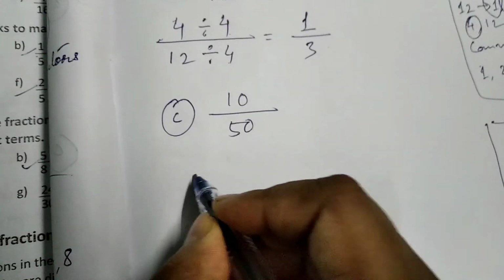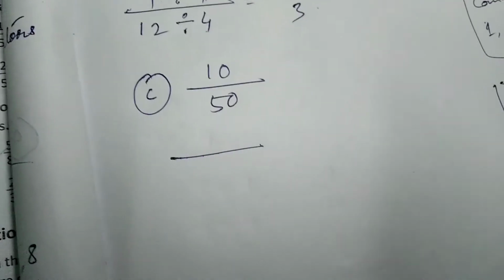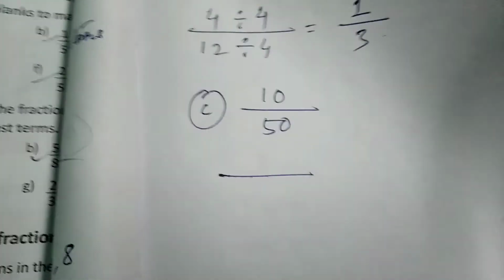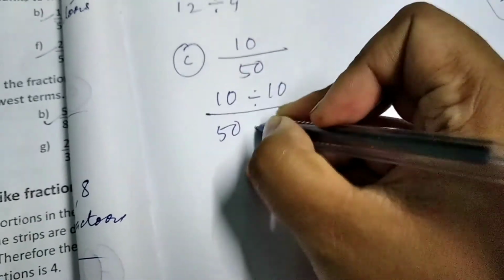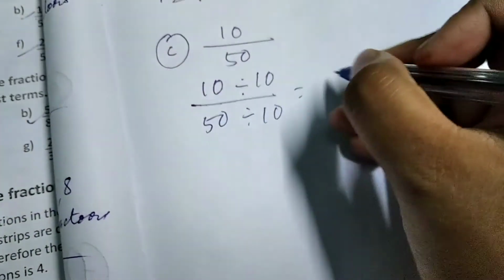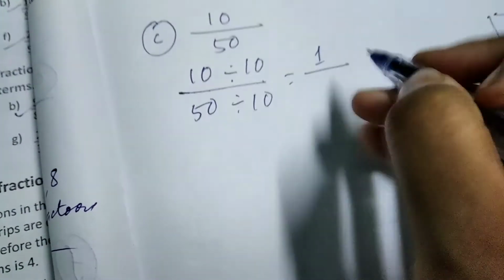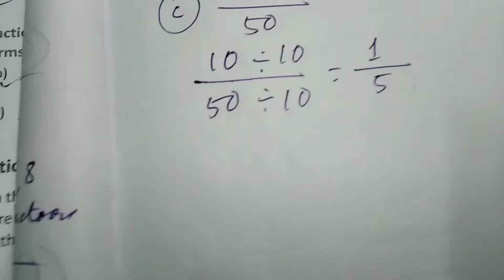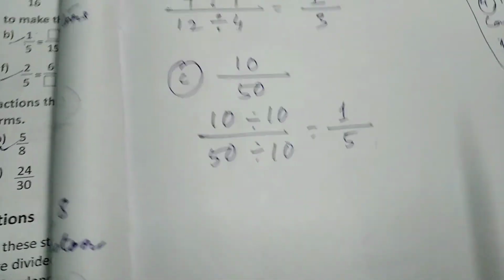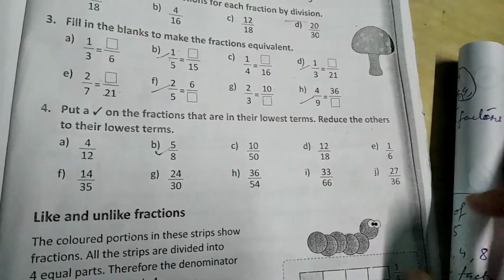It has many common factors, so that is why it is not in the lowest term. So you need to divide with the highest one. You have got the highest as 10, so you divide. 10 into what is 10? It is 1. 10 into what is 50? It is 5. So 1 by 5. Okay, 1 by 5 is in the lowest term. So for C, we have found the lowest term.